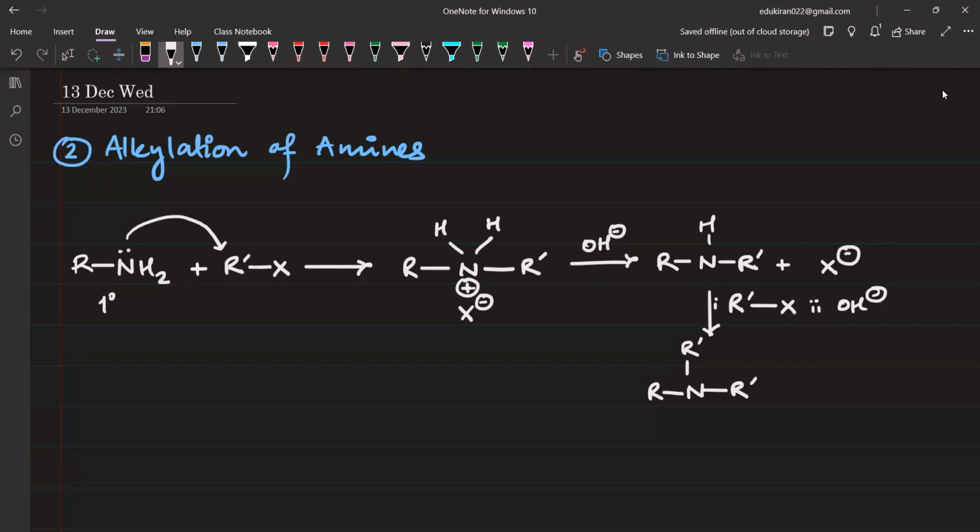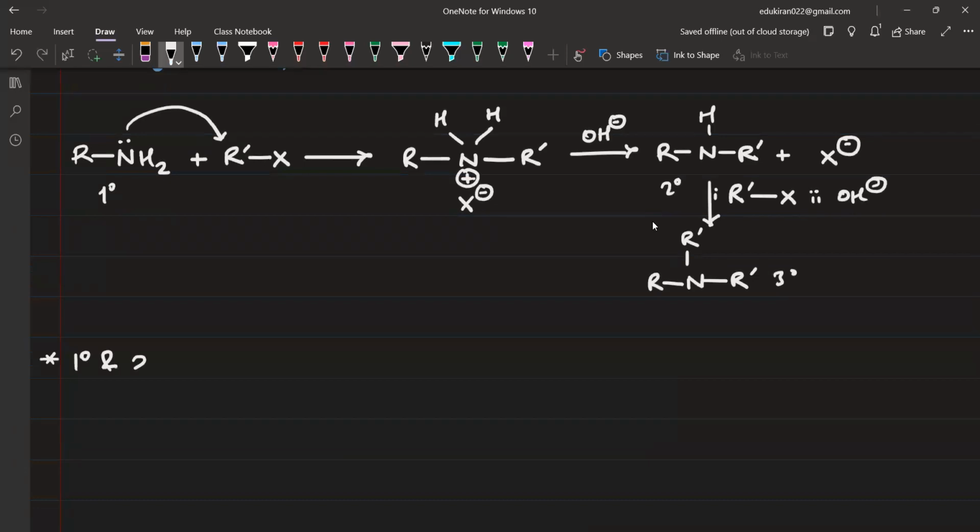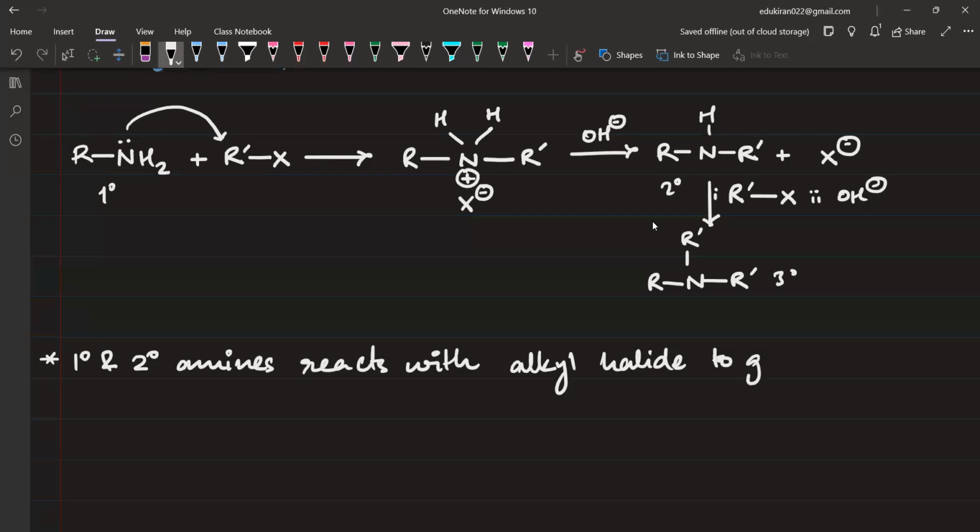So you start with 1 degree amine, then this is 2 degree amine, and then this is 3 degree amine. So basically, we can use 1 degree amine and 2 degree amine to make 3 degree amines using alkylation. So what happens here? 1 degree and 2 degree amines react with alkyl halide to give 3 degree amine.